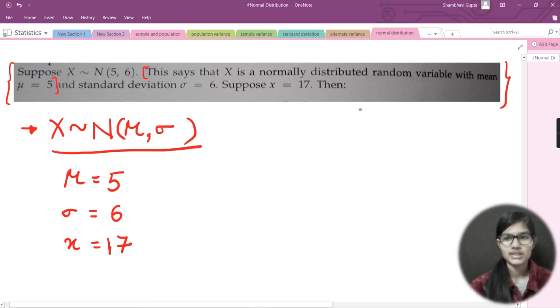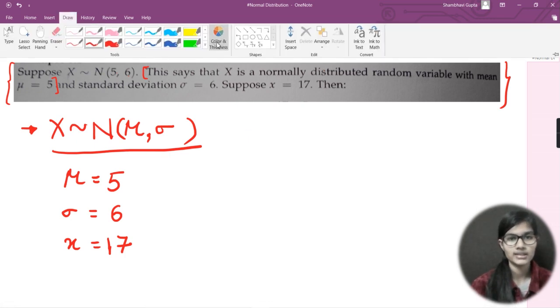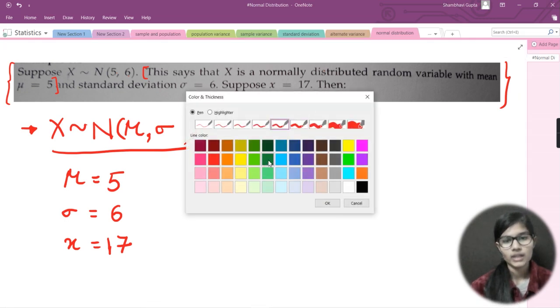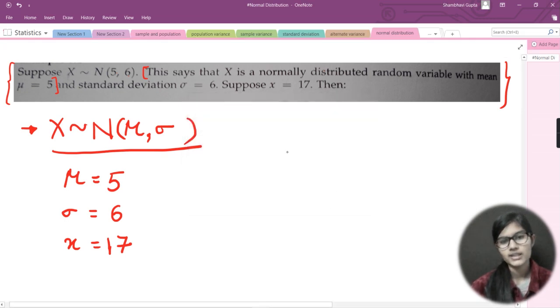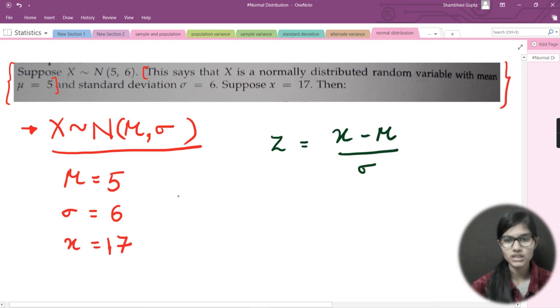Now what we need to do is, if we want to find the z score, what's the formula? The formula for finding a z score is very simple, and let me write it here only. Z is equal to x minus mu upon sigma. So basically this x we know, this mu we know, and we even know this sigma. So when we put the values in this formula, we simply get the value for the z score.